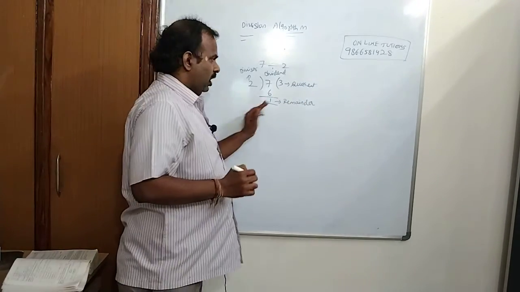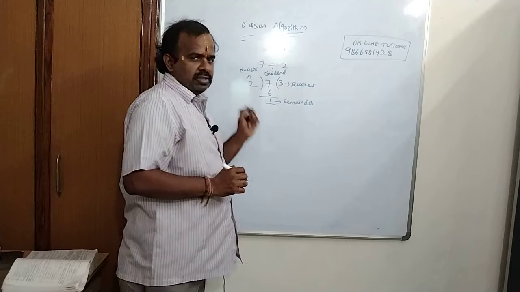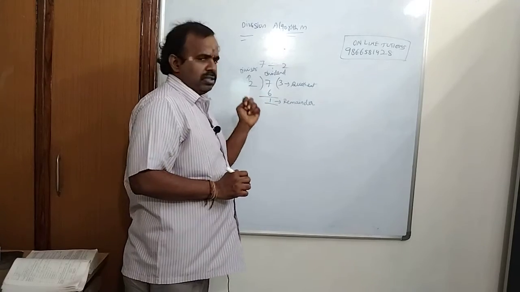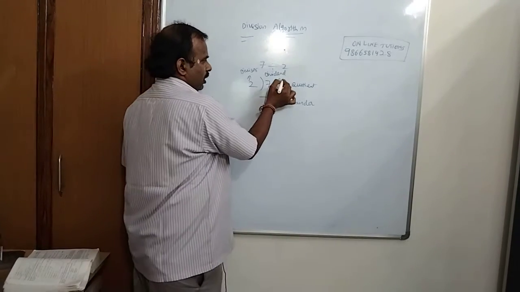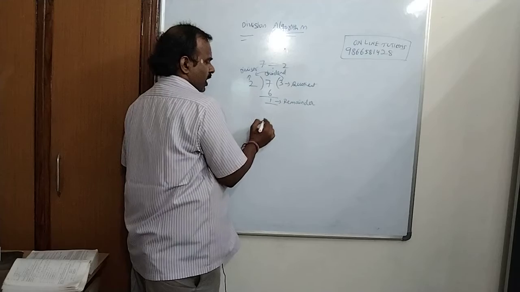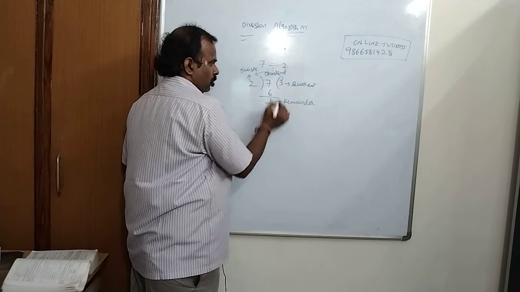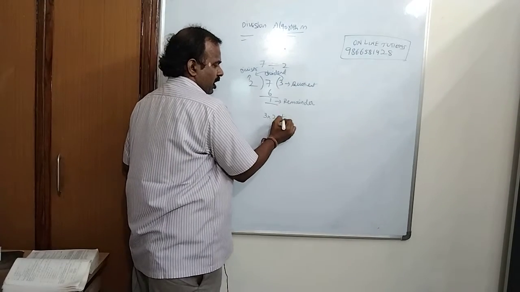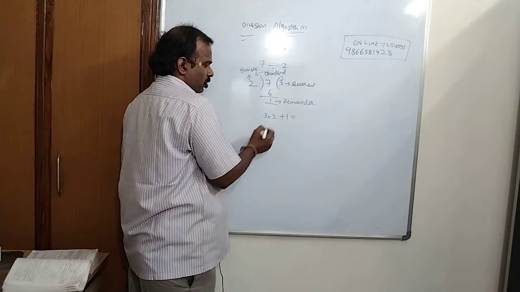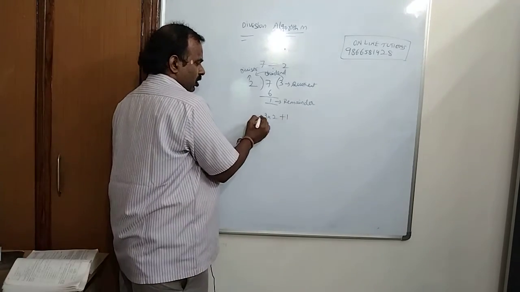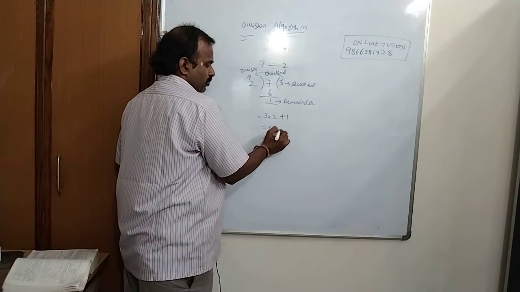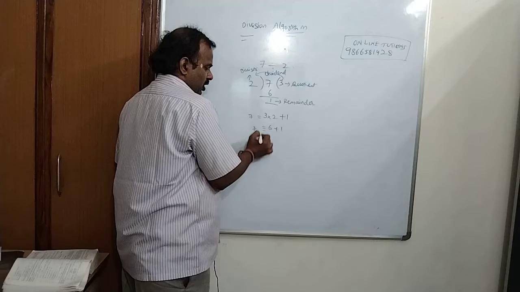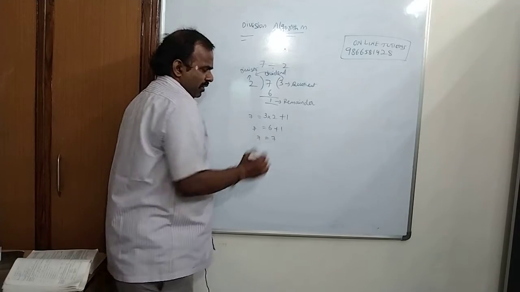Now how do we get back the same answer, I mean the same answer 7? First multiply these two, 3 into 2. Whatever product you are getting, that should be added to 1. Here 3 2s are 6 plus 1, which is equal to 7.